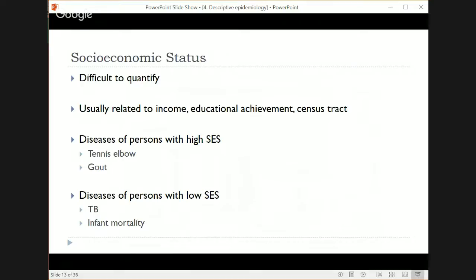So some of the diseases of persons with high SES, with high socioeconomic status, are things like tennis elbow and gout. Gout is something that develops if, one, there's a biologic predisposition to it, but also way back in the old days, people would get gout from eating too much rich food. Diseases of persons with low SES are things like tuberculosis, infant mortality, right?